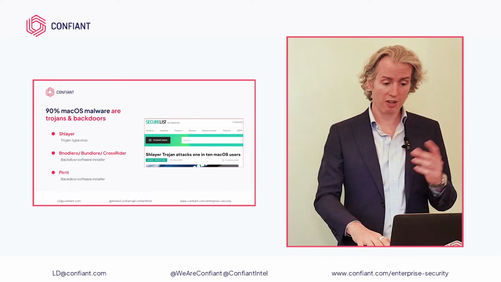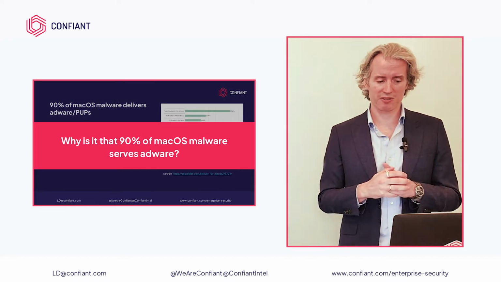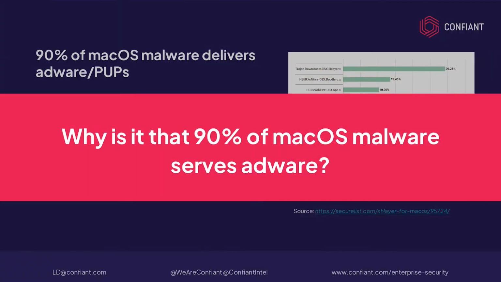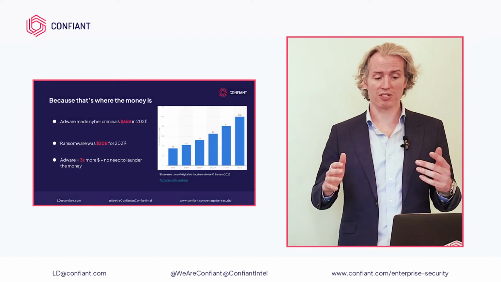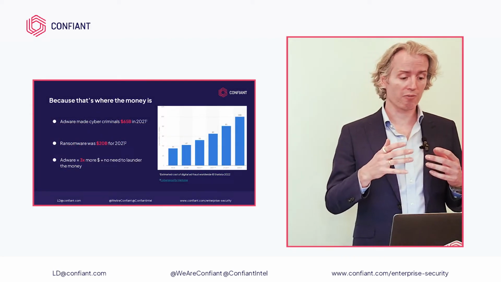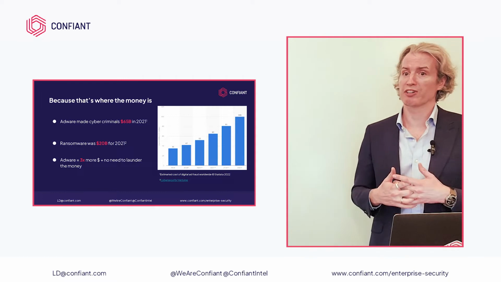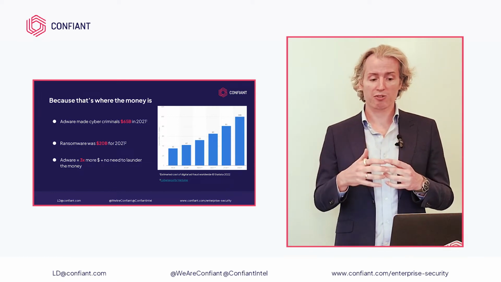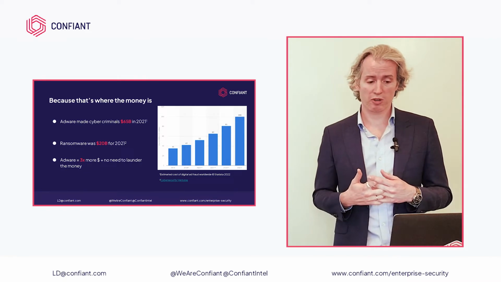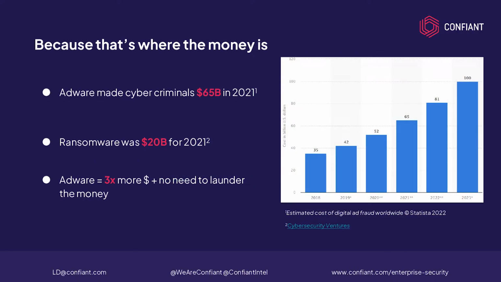So the other main thing that was surprising about this is the question of why does 90% of the macOS malware serve adware? Well, the answer to that is really simple. It's the money. Adware makes cyber criminals $65 billion a year. The ad tech industry, which is one that Confiant is an expert in, knows it as ad fraud. You all know it as adware. Nonetheless, over 12.5% of last year's digital marketing budgets for online advertising got sucked into this and got stolen.